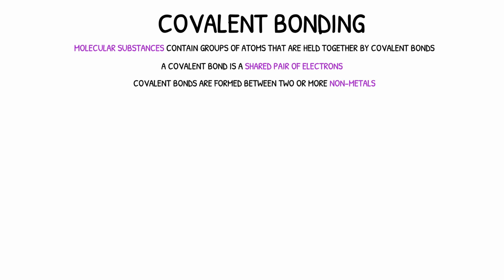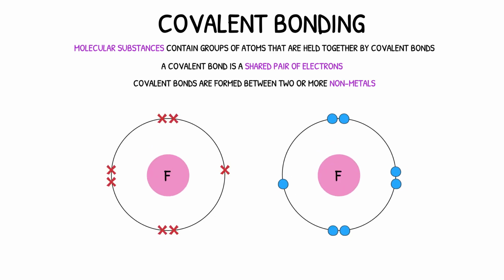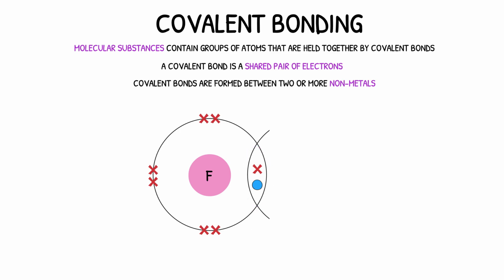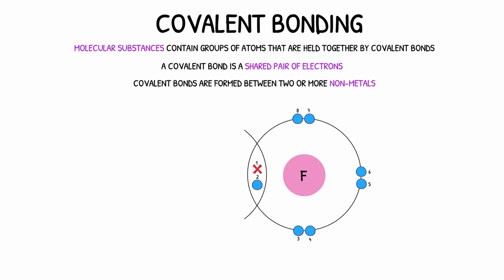Let's look at the bonding in a molecule of fluorine as an example. Both fluorine atoms need one extra electron to have a full outer shell of 8 electrons. To achieve this, the atoms share one pair of electrons, forming one covalent bond. If we cover the outer shell of each atom, we can see that this fluorine atom now has 8 electrons, and if we do the same over here, we can see that this fluorine atom now has 8 electrons too.